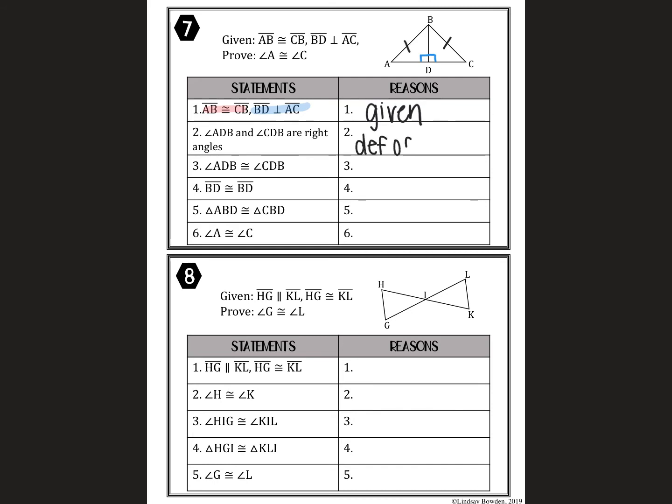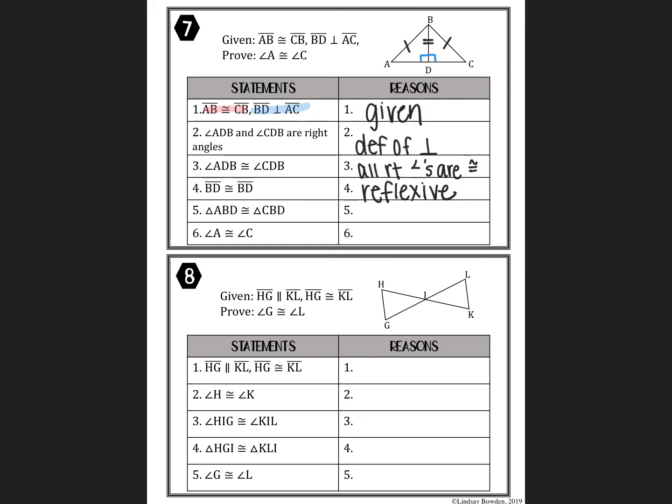So definition of perpendicular. Remember, anytime you have perpendicular, there's two statements back to back. So the first one is definition of perpendicular. After that, you say the right angles are congruent because all right angles are congruent. After that, we're out of given, so you look for vertical angles or a line that they share. These triangles share side BD, so we double mark that and we call it reflexive.